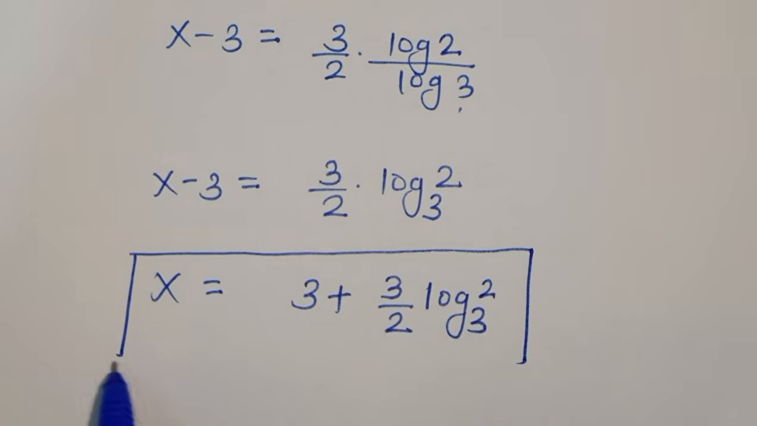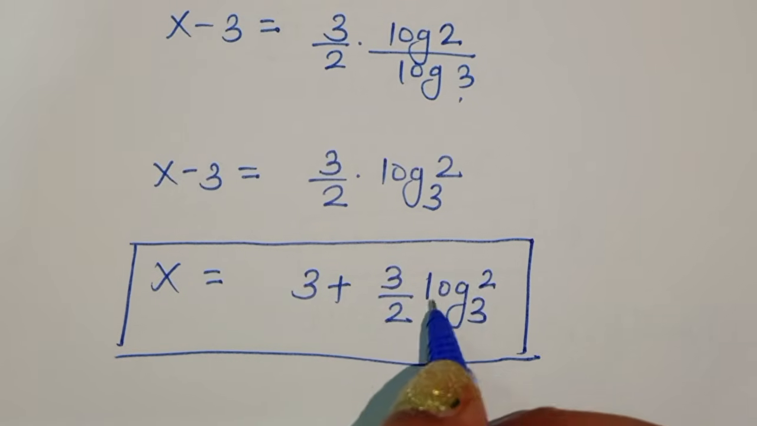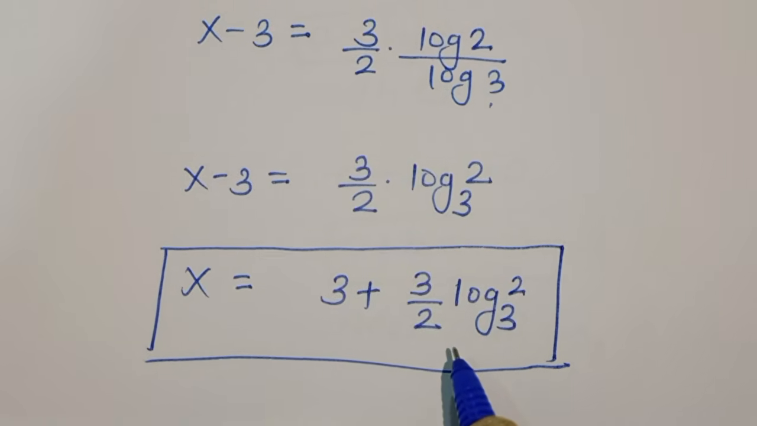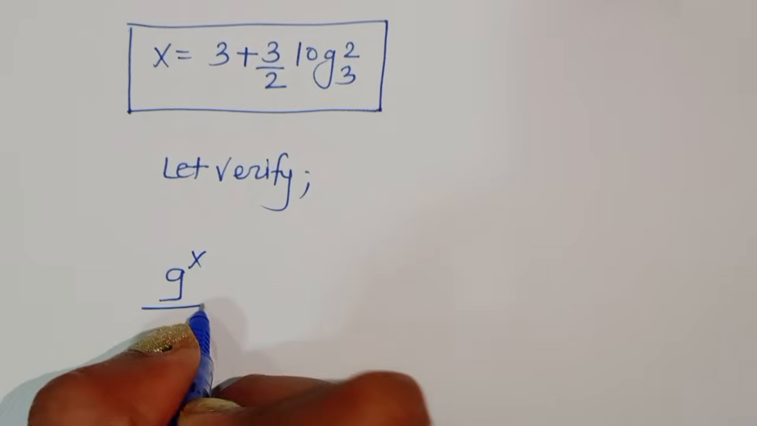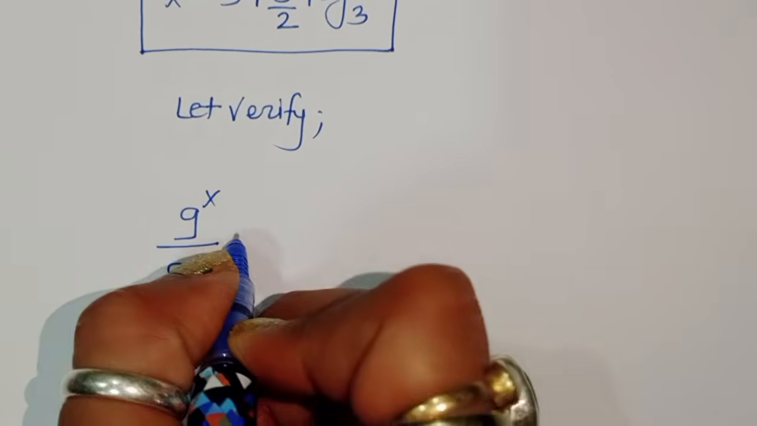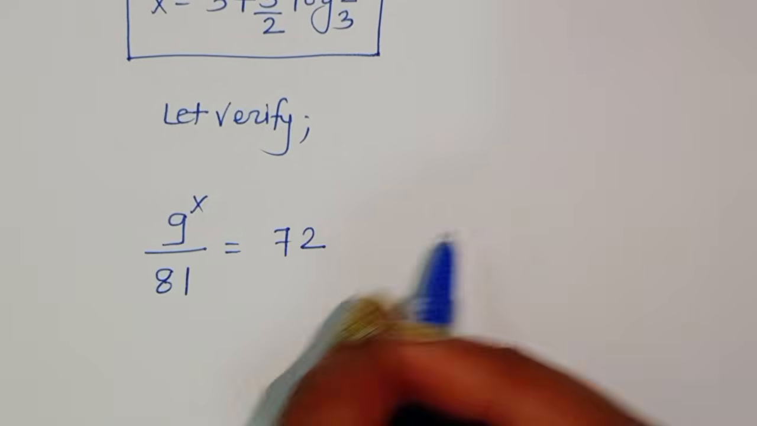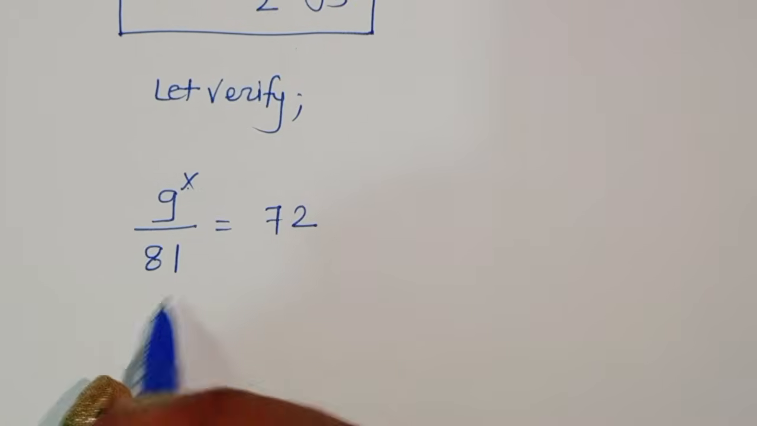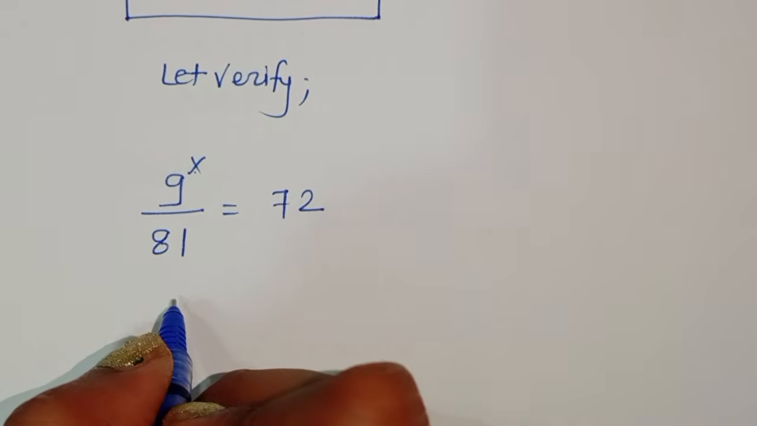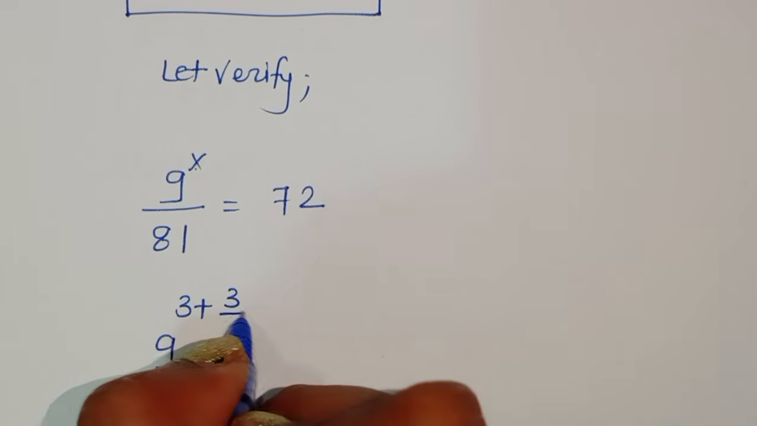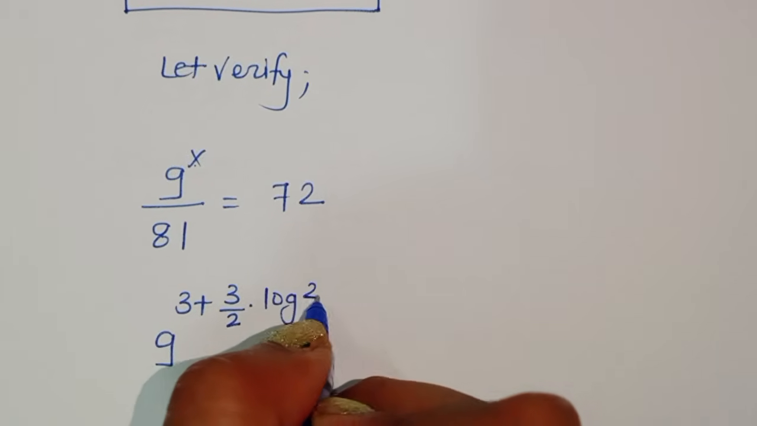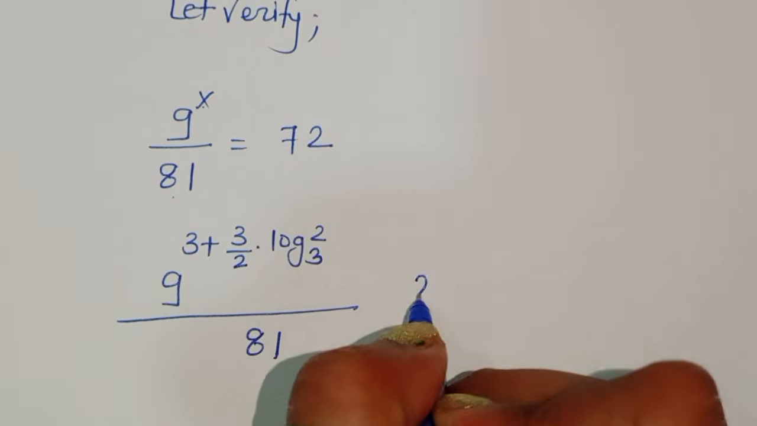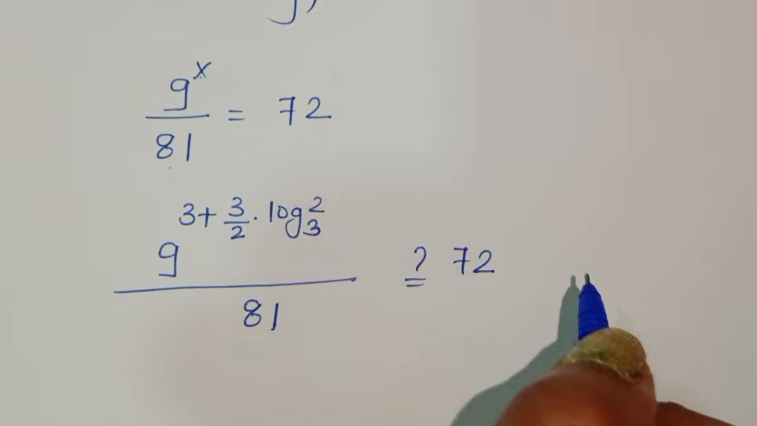We can say the value of x is equal to 3 plus 3 by 2 log of 2 to the base 3. Now let's verify whether this is correct or not. So verify this value. 9 power x divided by 81 is equal to 72. Right? This is the question. Now we have to substitute the value of x into this equation to verify it. So 9 power x, where x is 3 plus 3 by 2 times log of 2 to the base 3, divided by 81, question mark, 72, because we have to verify this value.